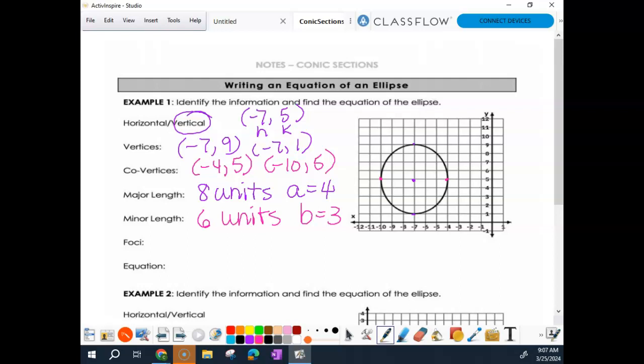And y'all, the focus, this was the A squared minus the B squared. So that's going to be 16 minus 9, which means C squared is 7. And if I take the square root on both sides, I get plus or minus the square root of 7. And I'm going to come back and talk about that in a minute.